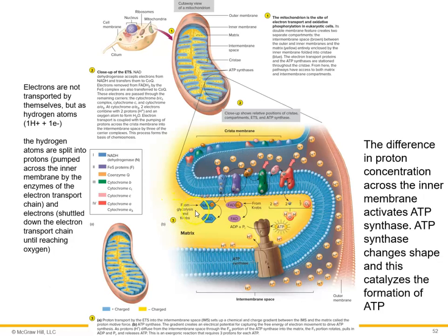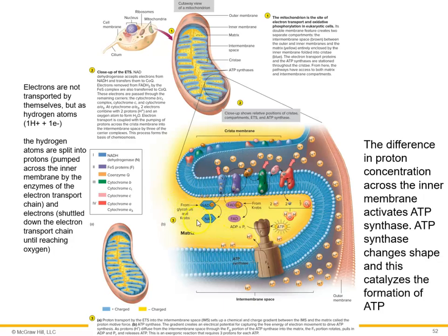So what happens is those molecules that we've talked about, NADH and FADH2, from glycolysis and the Krebs cycle, are going to come into the cristae, and they're going to interact with these enzymes, and they're going to transfer their electrons to the enzymes. Now, let me point something out here. Electrons are not going to be transported by themselves. They're actually transported in the form of a hydrogen atom. Remember, a hydrogen atom is 1 hydrogen ion, or a proton, plus 1 electron.